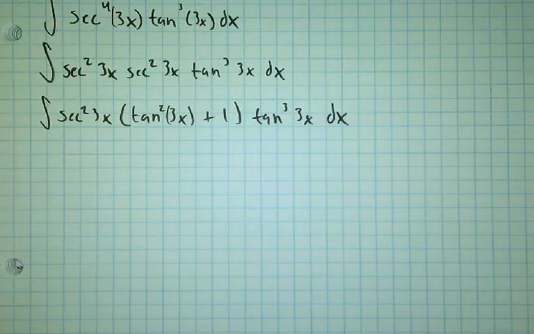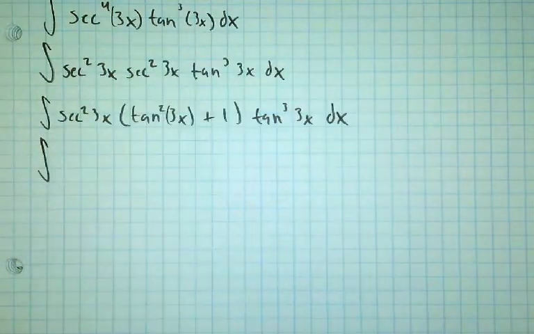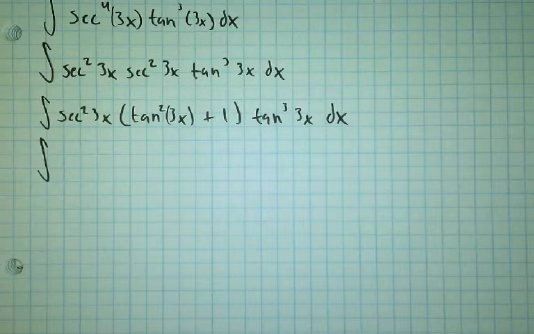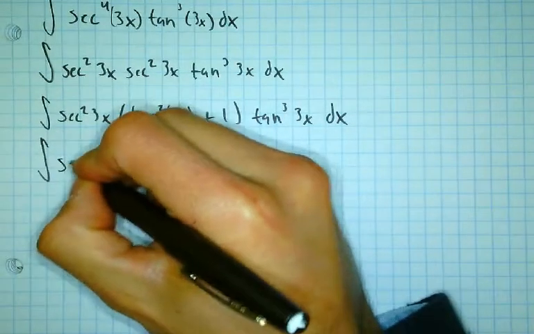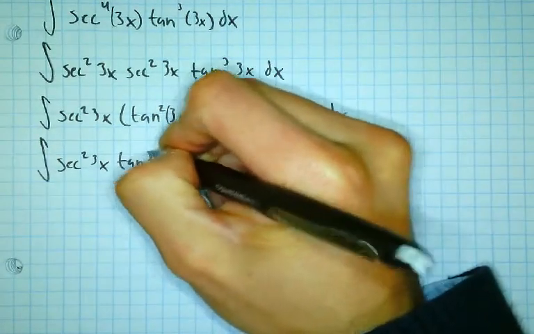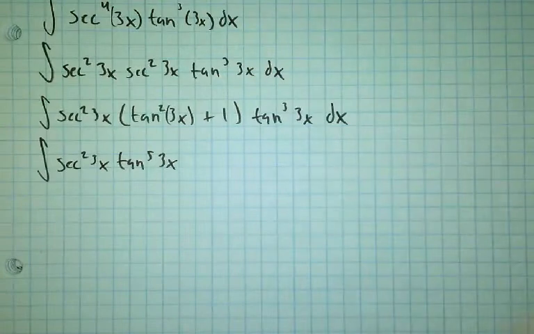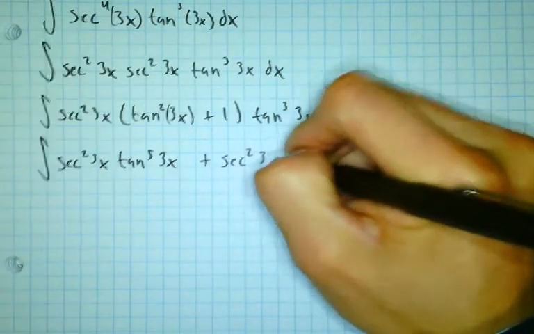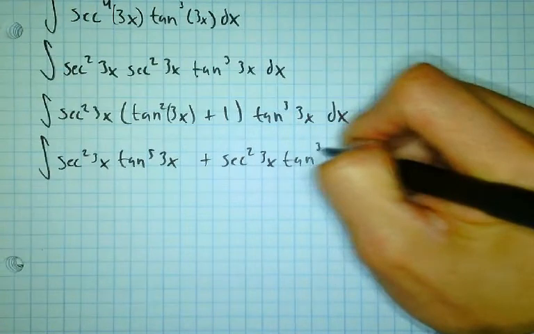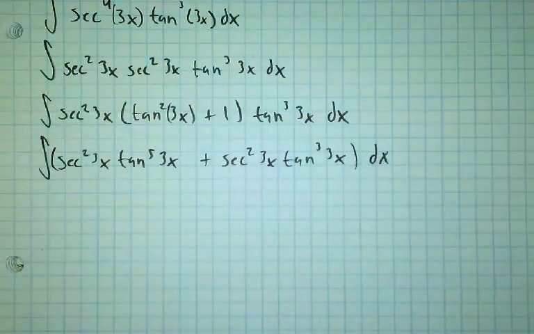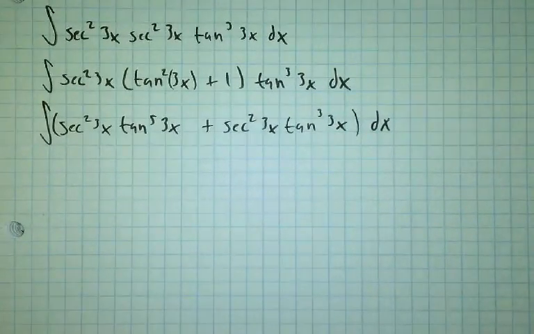Okay, cool. So what happens when I start multiplying this in? So I've got that times that times that, which becomes what? Secant squared 3x, tangent to the 5th power 3x, and then I've got that times that times that, plus secant squared 3x, tangent cubed 3x dx, right? So this entire thing dx. Do you guys see it?